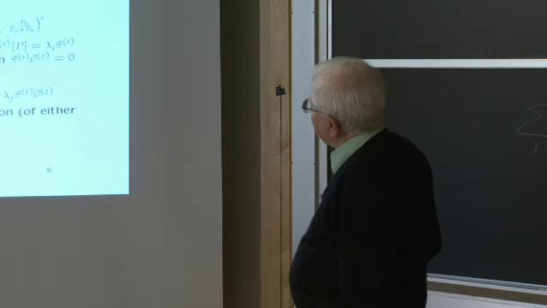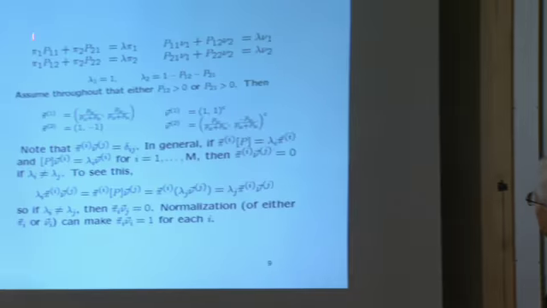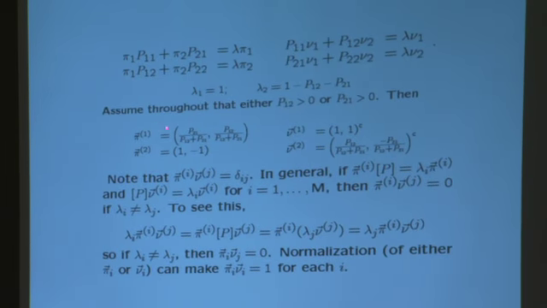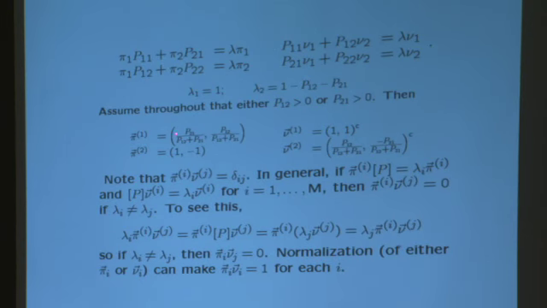Okay, if you then solve these equations using lambda 1 equals 1, you'll find out that pi 1 is the vector whose components sum to 1. First component is P21 over the sum. Second component is P12 over the sum. Not very interesting.